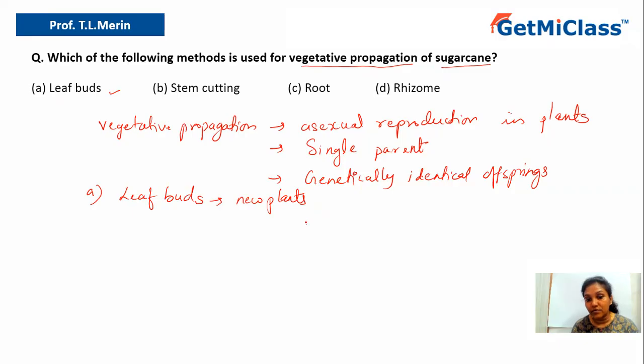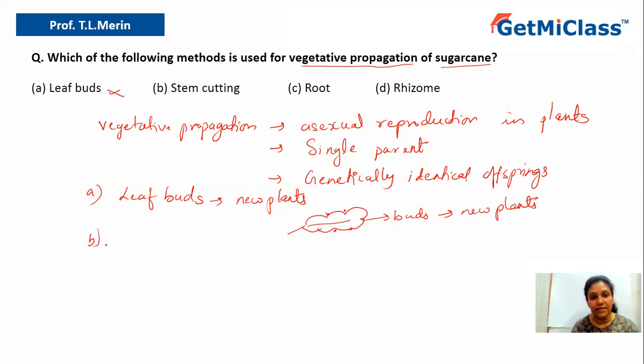So leaf buds will produce new plants, for example in bryophyllum. The leaf looks like this, and these are called notches, and you can find tiny buds at the notches. These are buds, and these will give rise to new plants, but not in case of sugarcane. Sugarcane leaves will not be utilized for the production of new sugarcane plants. Hence option A is wrong.